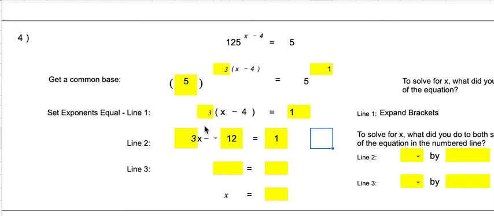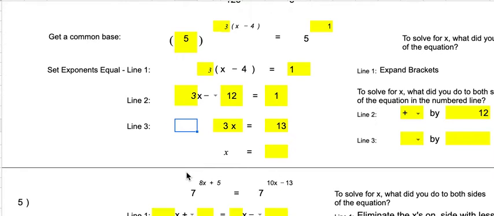Well, I need to get x by itself, so the first thing I have to do is get rid of this minus 12. Well, what's the opposite of minus 12? It's to add 12. And I do that on both sides. If I add 12, it gets rid of this, and then I'm going to have 1 plus 12, which is going to be 13. Now on this side, I still have 3x. Okay, I still have 3x.